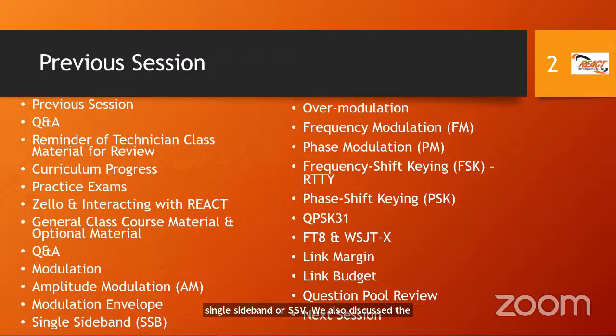Then we went into a couple of other modes, such as frequency modulation, or FM. We discussed phase modulation, or PM. And then we also talked a bit about FSK, or frequency shift keying, and specifically the mode called RTTY. Then we discussed what phase shift keying is, or PSK. And then we went on to talk about QPSK31, as well as FT8 mode and the WSJT-X software suite. And then we ended by discussing link margin and link budget.